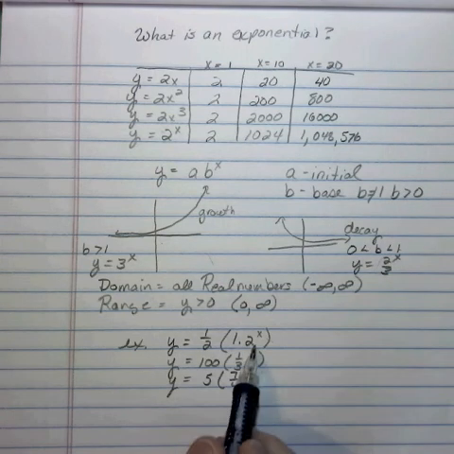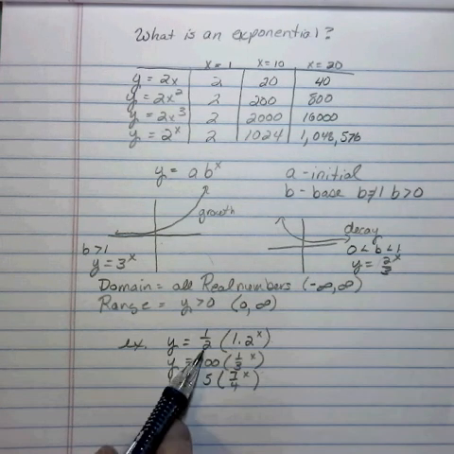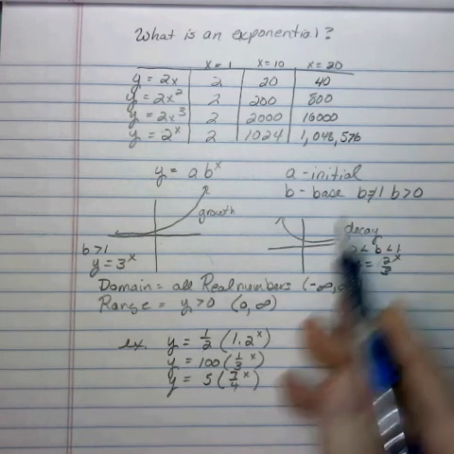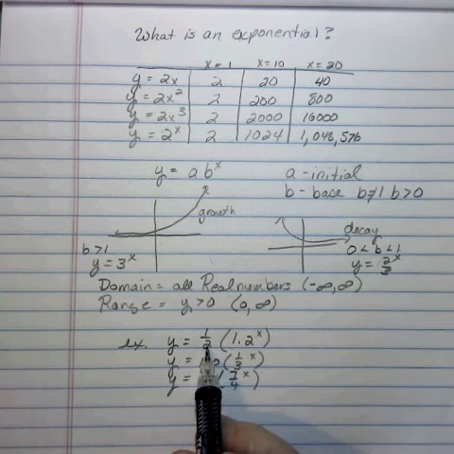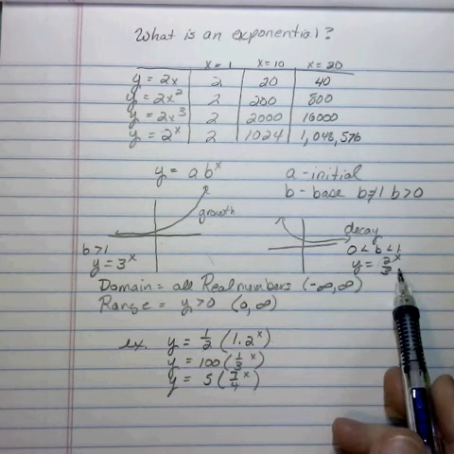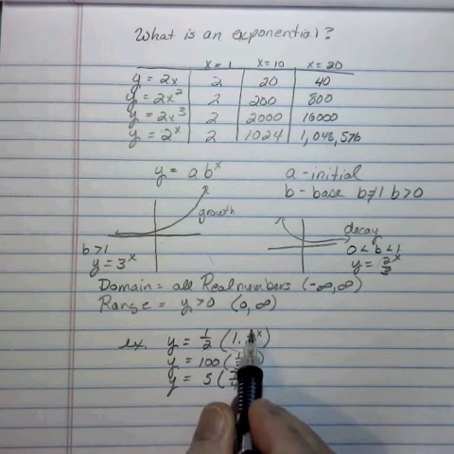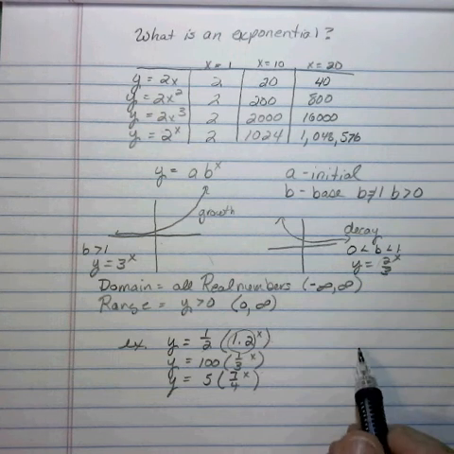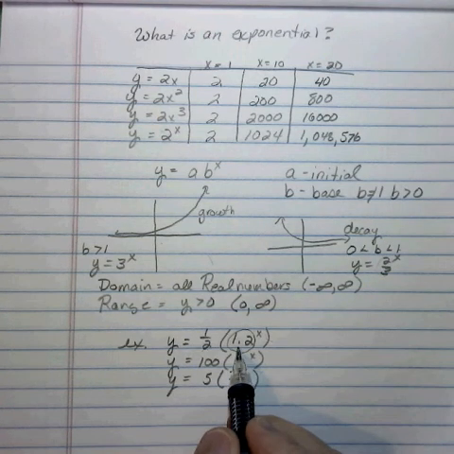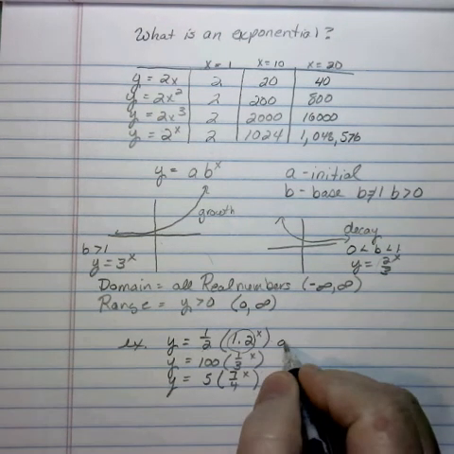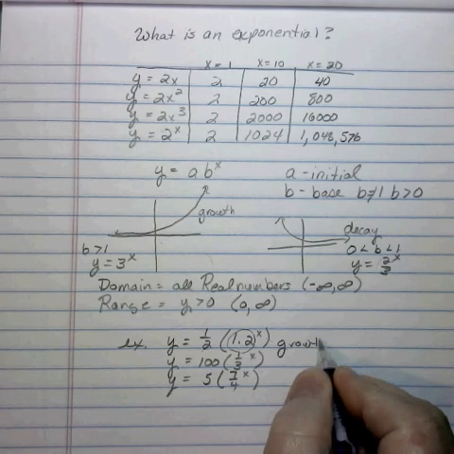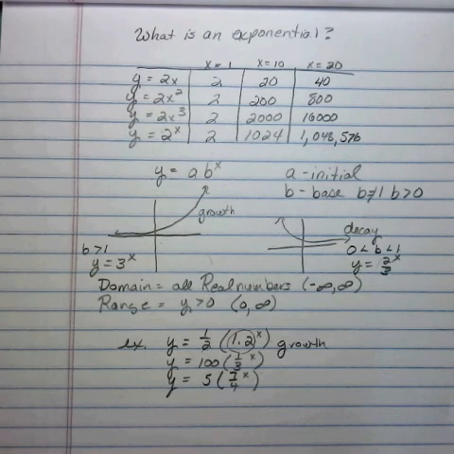We're looking at this base value. The a value, which is the initial value, makes no determination in whether it's growth or decay. So that being a fraction does not matter. What we're looking at is the b value. This value is bigger than 1, so this would represent a growth exponential function.